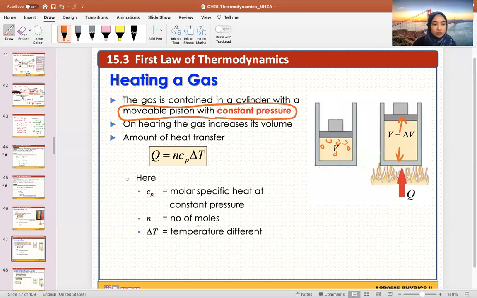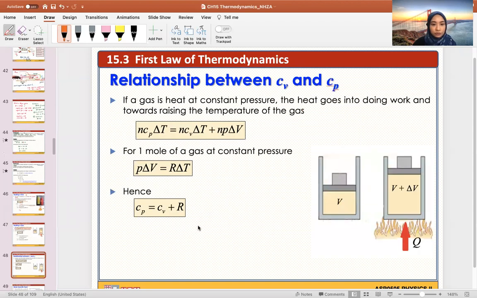So let's try to, what else? The relationship between CV and CP. Okay, this is important too. So CP, this is, wait, let me teach something else first.